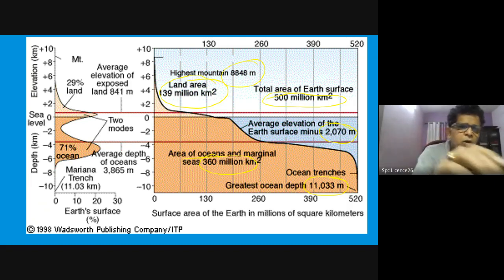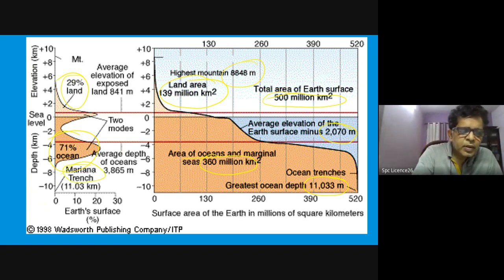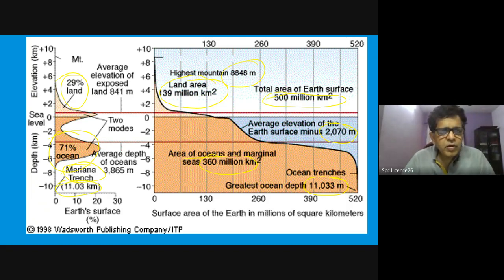Okay, we have around 29% of the surface made up of land, 71% made up of water. As I've already said, the lowest point is the Mariana Trench in the Pacific Ocean, 11 kilometers. And of course, the topmost point, I don't see they have written it here, but we all know that it's 8850, Mount Everest.